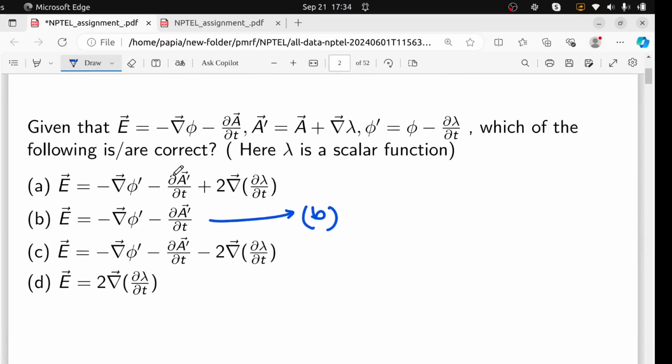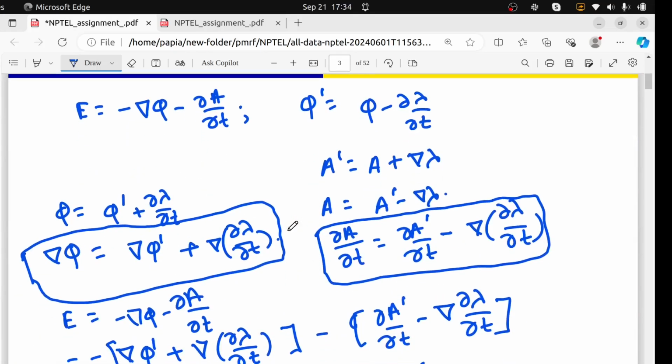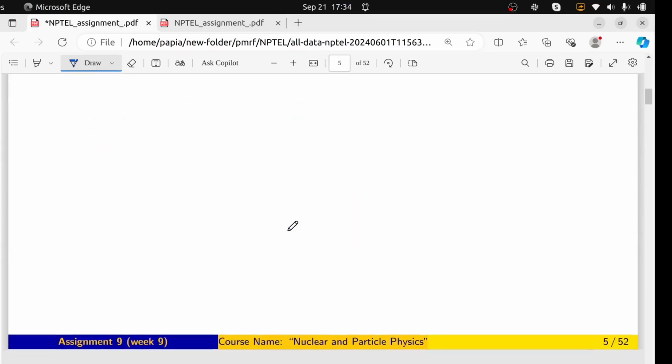So this is the first question. Which of the following is or are the correct one? And we got the option number B as the correct one.